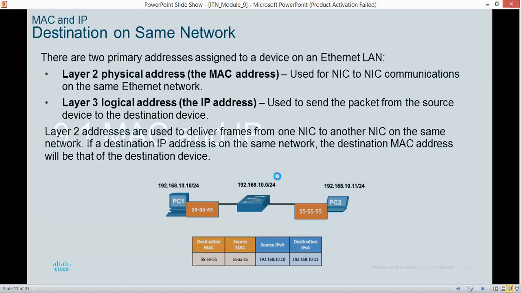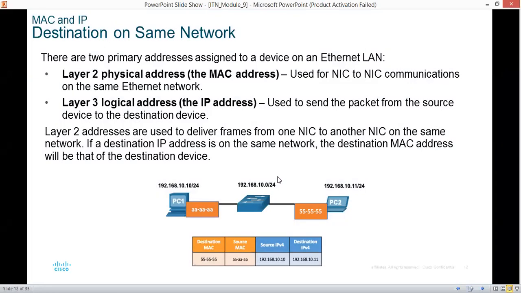Okay, so MAC is media access control. You still recall, there are two primary addresses assigned to a device on an Ethernet link. You have layer 2. Remember, we said the MAC address is on layer 2, precisely on the NIC part, which is the hardware part of layer 2. And then layer 3 has the logical IP address used to send a packet from the source device to the destination device. So for layer 2, it is a frame, and for layer 3, it is a packet.